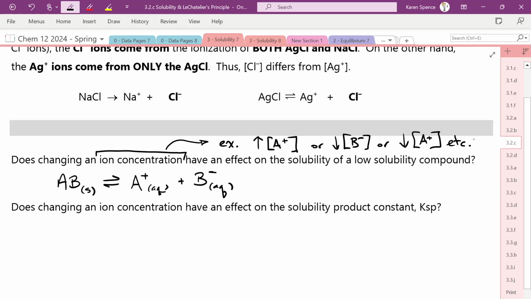So does changing an ion concentration, so for example, if we increase the concentration of A, would that affect the solubility? Yes. Yes, because that would cause an increase, for example, which would cause it to shift. So the answer is yes. Okay? The equilibrium will either shift left or right, making it more or less soluble.